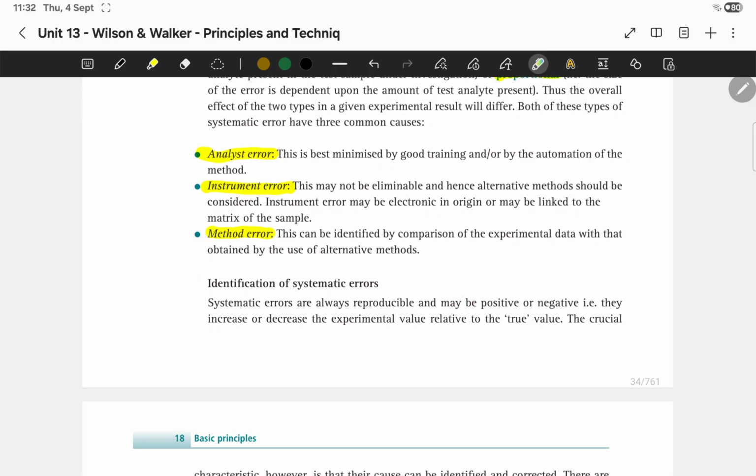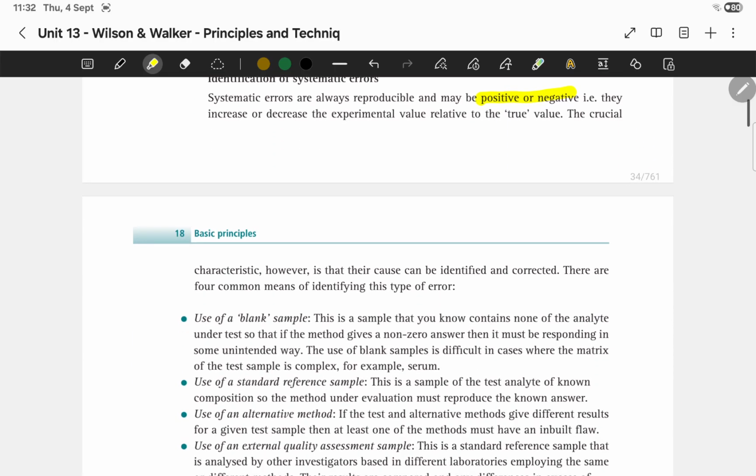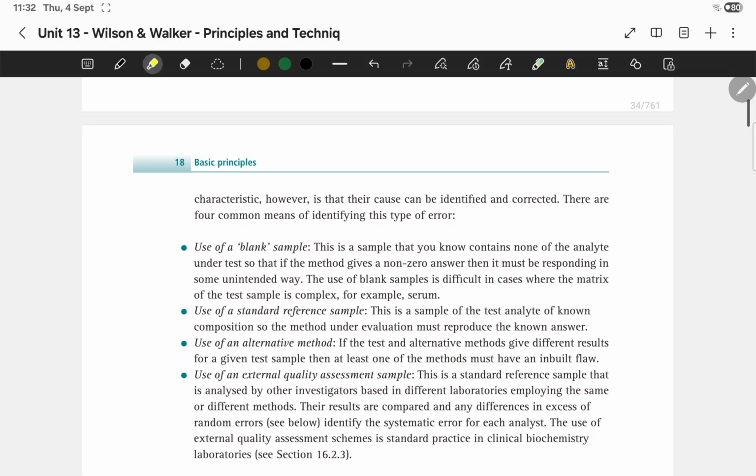Identification of systematic error. Systematic errors are always reproducible and may be positive or negative, that is, they increase or decrease the experimental value relative to the true value. The crucial characteristic, however, is that their cause can be identified and corrected. There are four common means of identifying this type of error: use of a blank sample, use of a standard reference sample, use of an alternative method, and use of an external quality assessment sample.